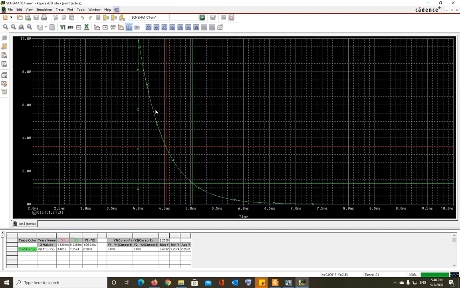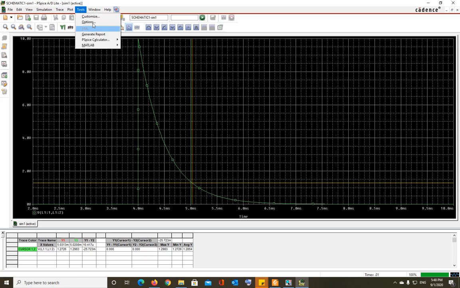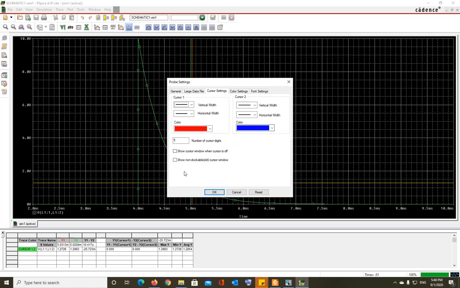And since the simulation is green and the cursor is green, you can change the cursor color. If you go ahead and go to Tools, Options, and Cursor settings, you can change the color of the cursor.